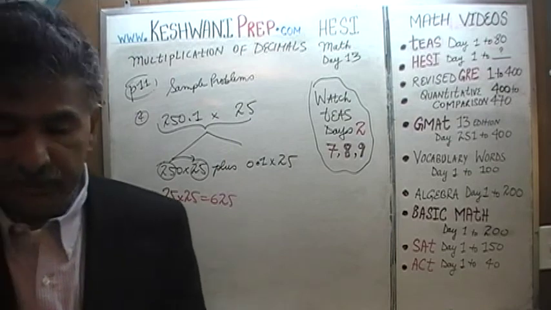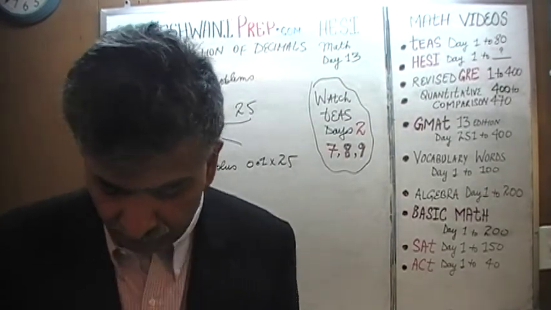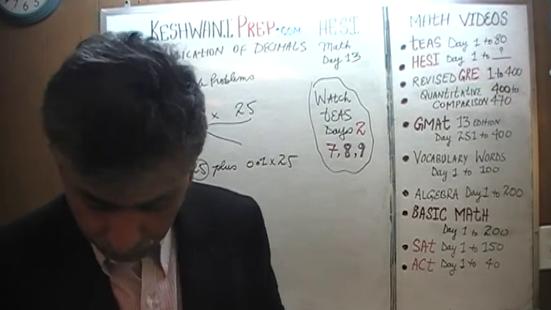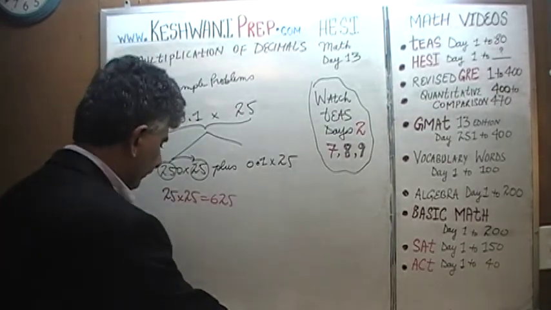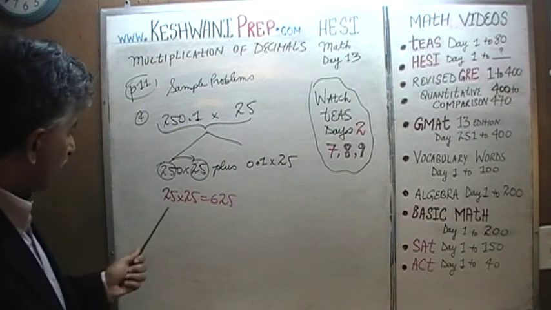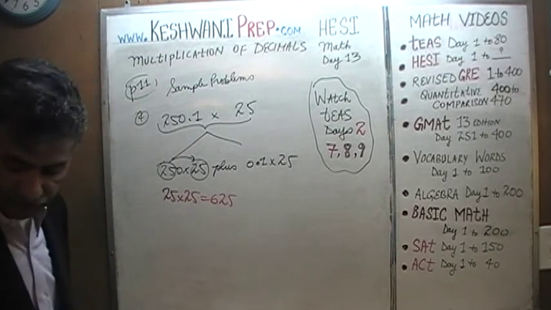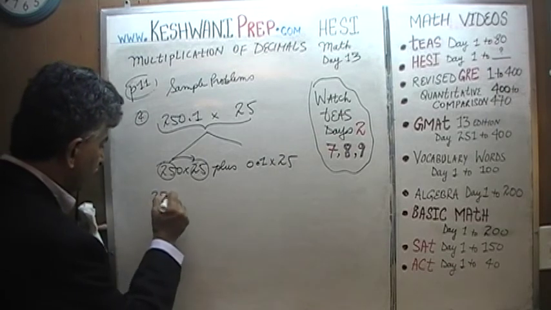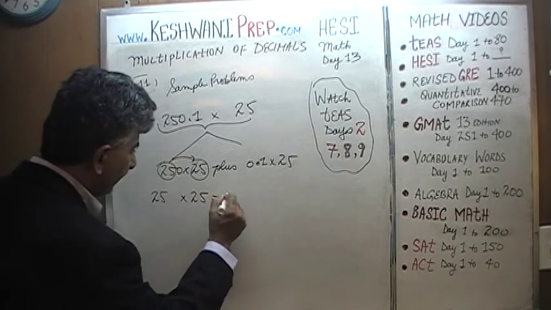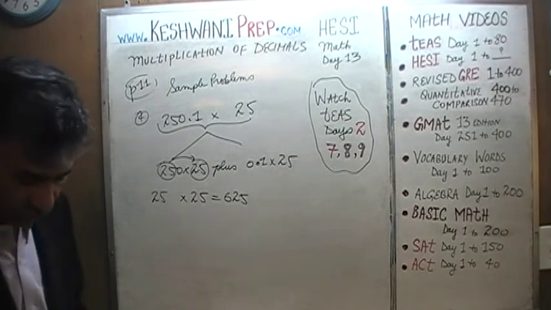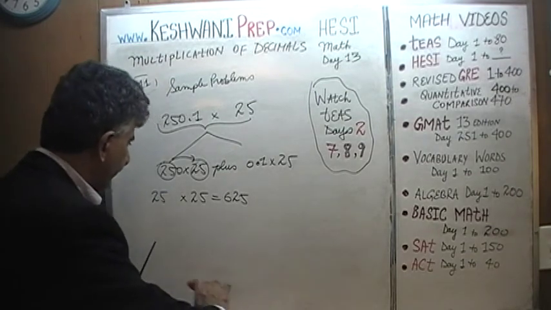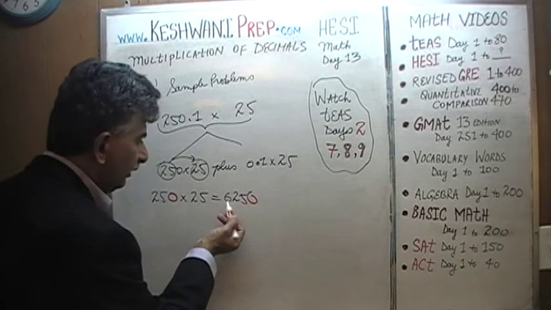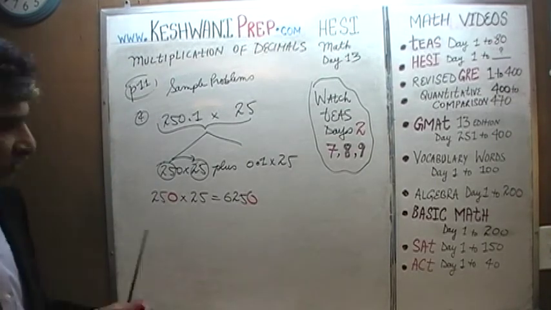All of these things will come in handy only if you know these basic things, because otherwise we are taking more time than we could have by simply doing the problem. But if you know this concept, it helps. So I'm going to pick up speed now. 25 times 25 is 625. Therefore, 250 times 25 would have to be simply 6250.